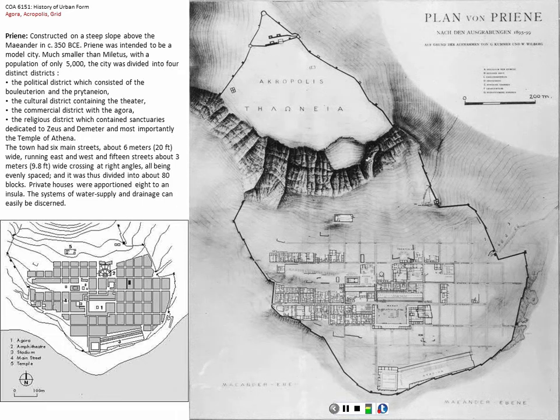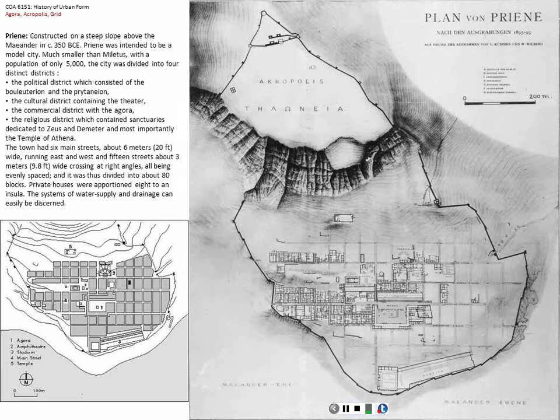So it was zoned up into a political district, which consisted of the Bouletarian and Prytaneion, the cultural district, which included the theater, some temples, and memorial functions, the commercial district with the agora and the stoas, and then a religious district which contained sanctuaries dedicated to Zeus, Demeter, who's the mother of Persephone, sort of the female equivalent of Dionysus, and most importantly, the temple of Athena.